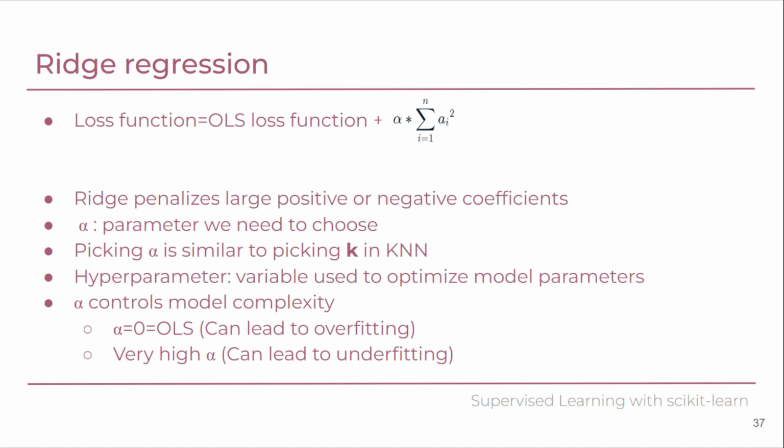Picking alpha for ridge is similar to picking k in KNN. Alpha in ridge is known as a hyperparameter, which is a variable used for selecting a model's parameters. Alpha controls model complexity. When alpha equals 0, we are performing OLS, where large coefficients are not penalized and overfitting may occur. A high alpha means that large coefficients are significantly penalized, which can lead to underfitting.